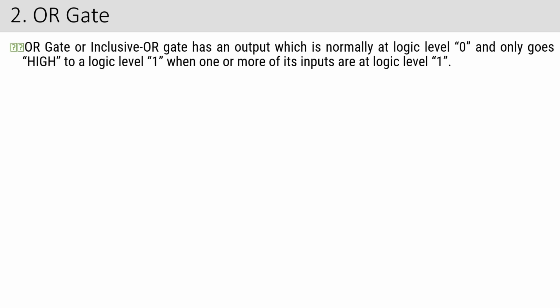Okay, so OR gate, or inclusive OR gate. OR gate can also be called an inclusive OR gate. Now the OR gate or inclusive OR gate has an output which is normally at logic level 0 and only goes high to a level 1 when one or more of its inputs are at logic level 1. Okay, 0 you will get when both the inputs are 0, but it will go to a higher logic level only when one or both the inputs are at logic level 1.